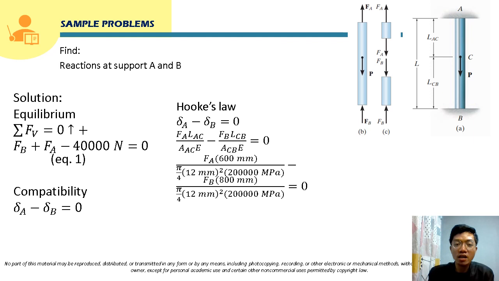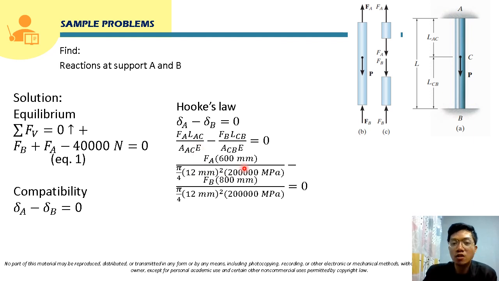Okay, so substituting the given here, for length AC, that is 600 millimeter. For the area, the diameter is given, so that will just be pi over 4 diameter squared. So that will be pi over 4, 12 squared. So we just have to be consistent here, class, with the units. So if this is in millimeter, this should also be in millimeter.